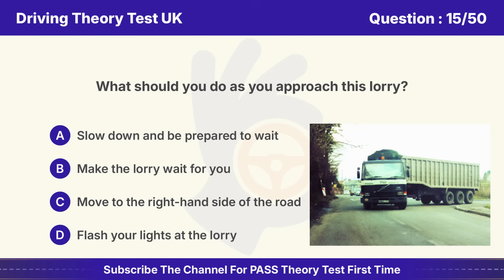Question 15. What should you do as you approach this lorry? Option A. Slow down and be prepared to wait. B. Make the lorry wait for you. C. Move to the right-hand side of the road. D. Flash your lights at the lorry.